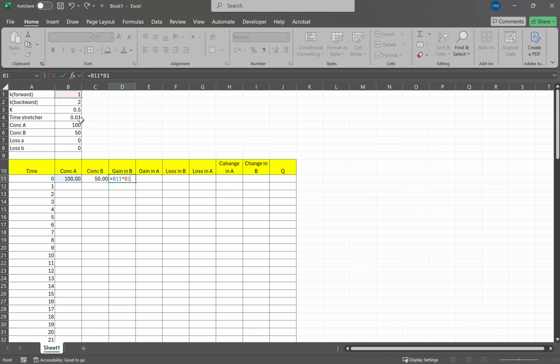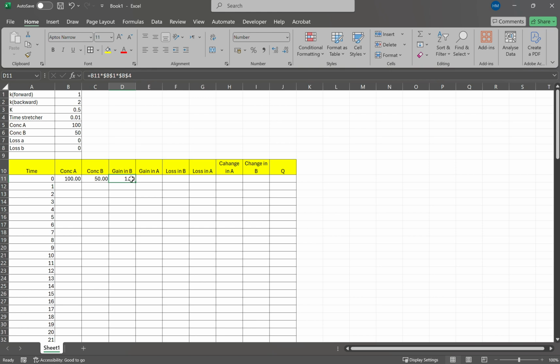Now, crucially, I want that red box to always stay there. So what I do is I press F4, and that makes some dollar signs for me. Like that. So $B$1, and that means it's totally locked. So when I drag it down later, that box will always stay there. And I'm also going to have this time stretcher in there and do the same thing. So lock that.